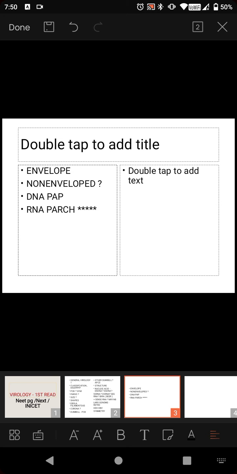So PAP: parvovirus, adenovirus, papovirus. PAP becomes easy for DNA. For RNA, PARCH: picornavirus, astrovirus, reovirus, calicivirus, hepatitis A virus. Try remembering it from the backward direction too: hepatitis A virus, calicivirus, reovirus, astrovirus, and picornavirus.